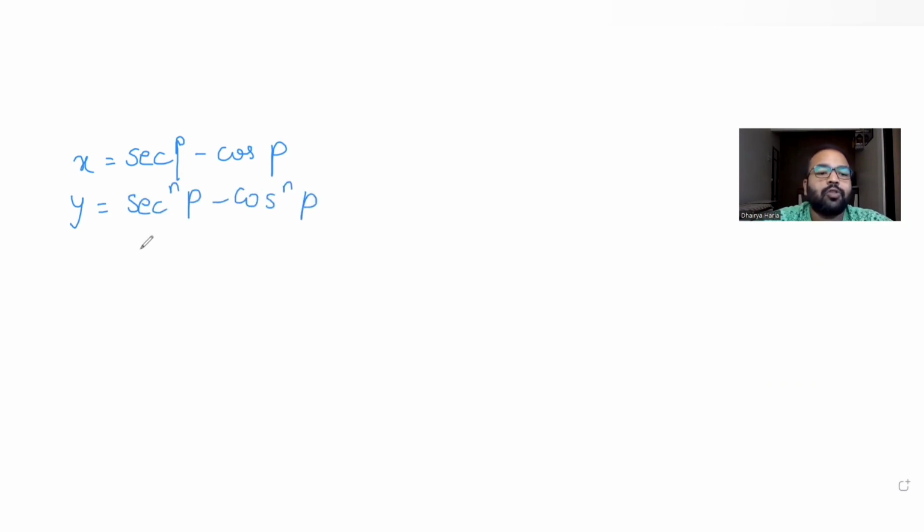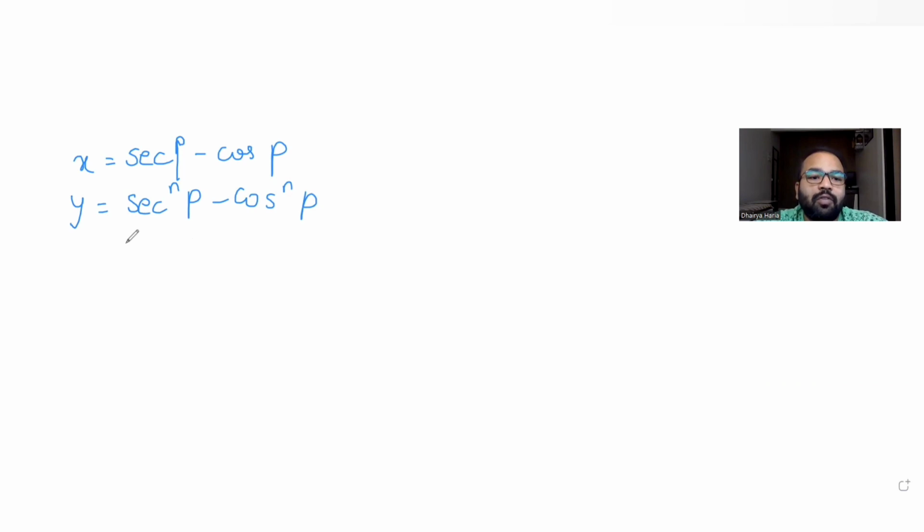So today we'll see a question which is on the topic of differentiation. So let's understand the question first. It says x is sec p minus cos p, and the next part of the function is y, which is sec raised to n p minus cos raised to n p, right? So now it is asking me, there are four options given to us.